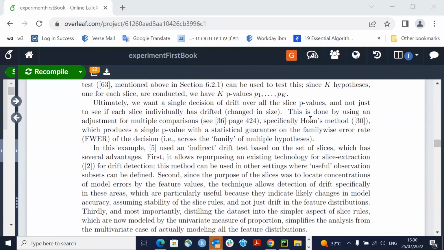We need the changes to be significant enough across all the slices. There are methods for adjusting for that, since it's not enough to reject just one of the hypotheses, one of the p-values. You have to reject more of them, and you have to adjust for that fact. So that's one of these methods, and that's our decision procedure. That's how we detect drift.